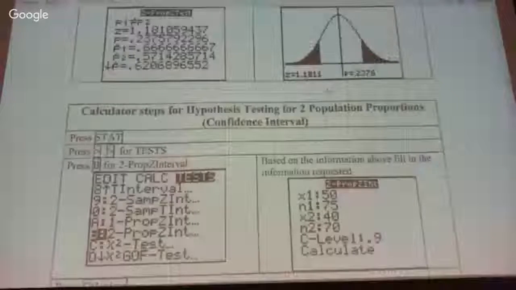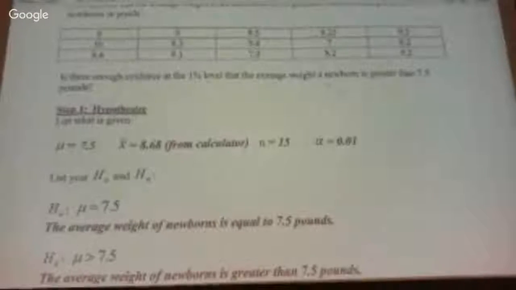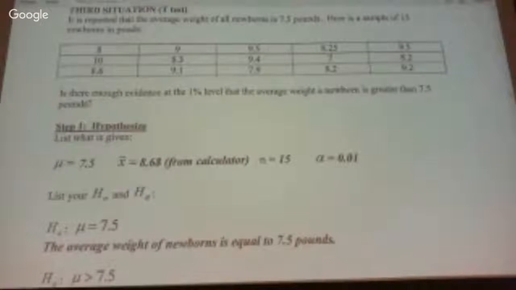Okay? The next one, right off the bat, what do you notice that you have? You have data this time, right? So this time you have data, you take the numbers, you plug it in list 1. I'm not going to do it, but that's something you can do at home. But you take the numbers, put it in list 1, okay?